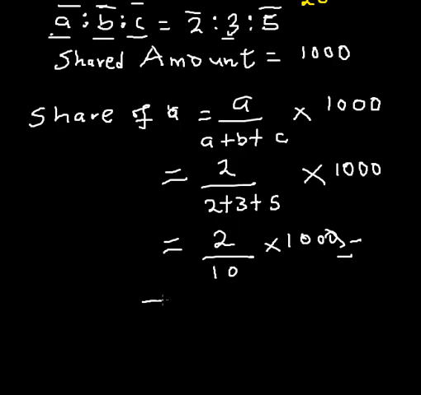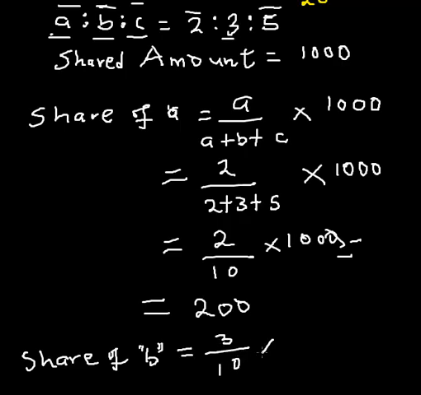So that cancels this, and the share of A is going to be 200. So A actually got 200. The same goes with the share of B. The ratio of B is 3 divided by the total ratio, which is 10, then multiplied by the amount that was shared. If I divide this, I will have 300. So B will actually have 300. Of course, if it is in Naira, that will be 300 Naira.